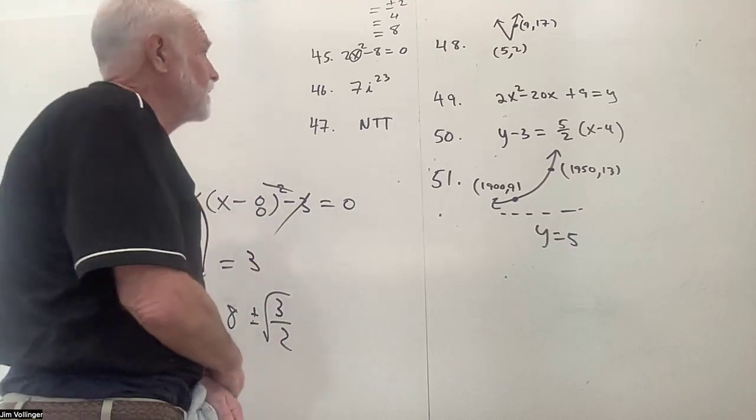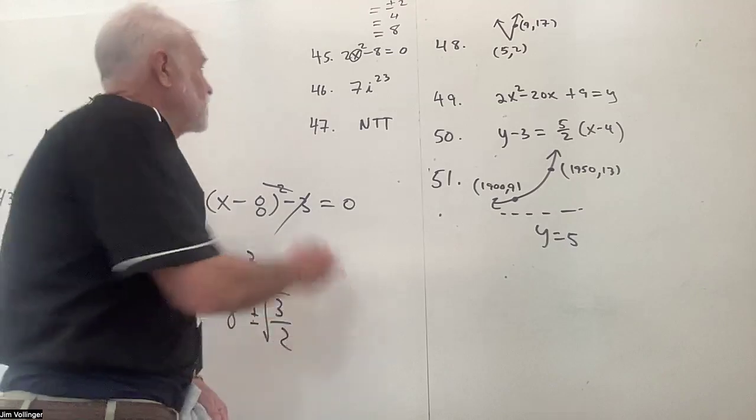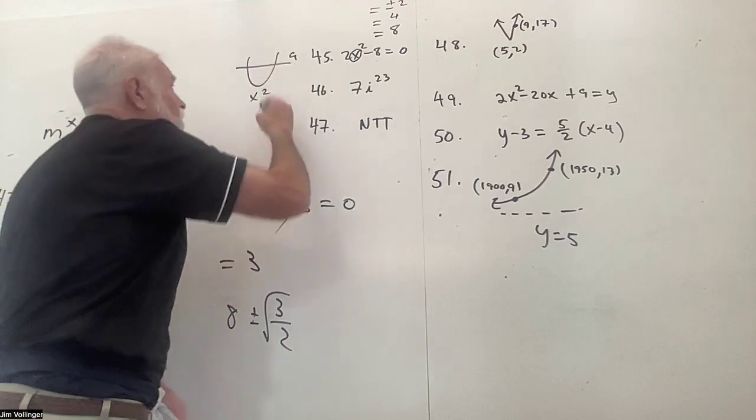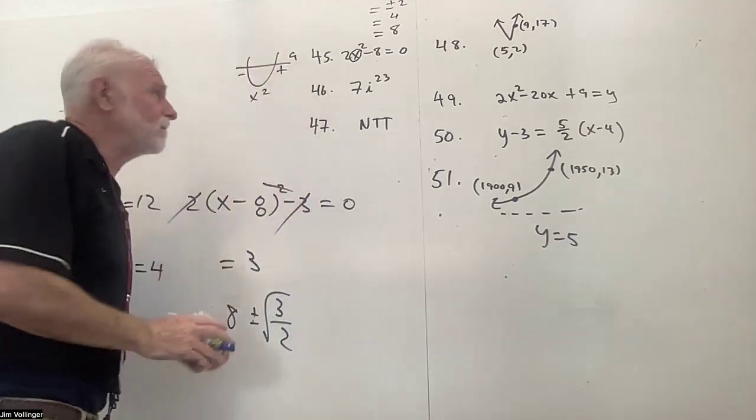All right, so x squared equals 9. There's x squared equals 9. I hope you see there's a positive and a negative answer, 2.